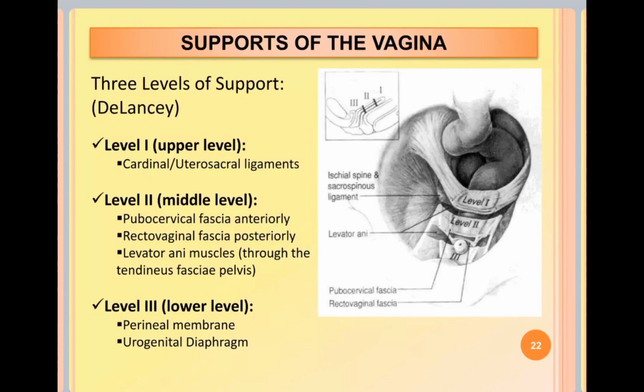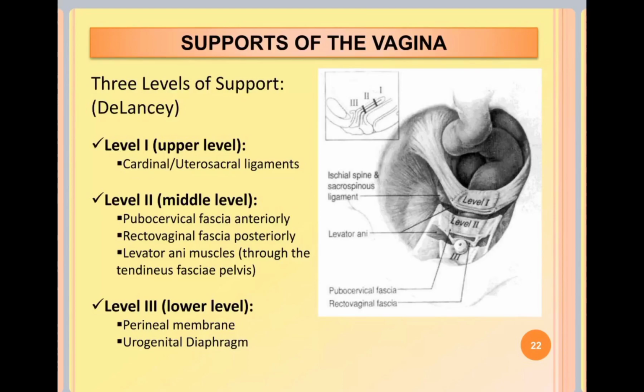Upper level is cardinal or uterosacral ligaments. Then level 2 is pubocervical, rectovaginal, and levator ani. And level 3 is perineal membrane and urogenital diaphragm. Basically, we need to remember that level 1 to 3 is from above to downwards.